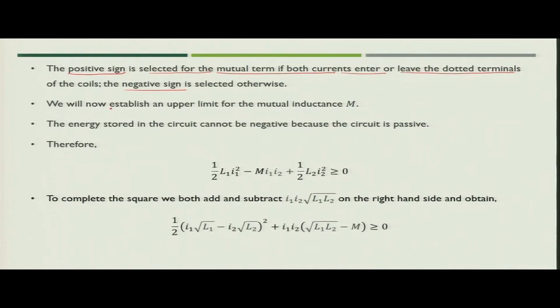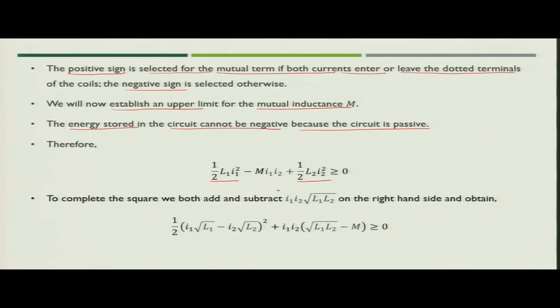Now, let us try to establish the upper limit for the mutual inductance. As we know, the energy stored in the circuit cannot be negative because we are talking about a circuit which is passive in nature. So, we can conveniently say that half L1 I1 square minus M I1 I2 plus half L2 I2 square should always be greater than 0. Now, we have two square terms in the expression. So, what we will do, we will first create the complete square.